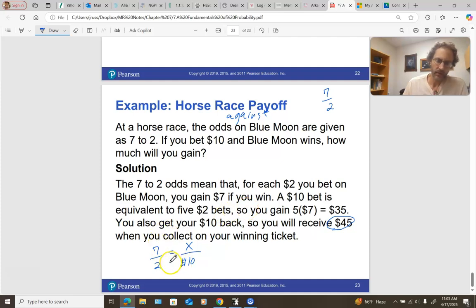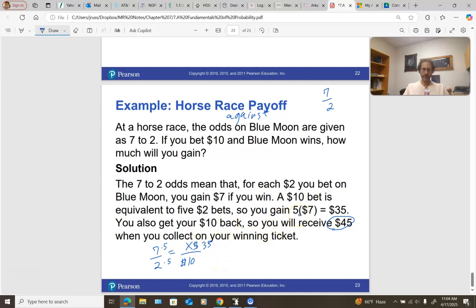There's a couple ways you can go about figuring this out. You could say, well, what would I need to multiply 2 by to get to 10? Well, if I multiply it by 5, that'll take me to 10. And so to keep this fraction equivalent, I multiply the numerator by 5, and 7 times 5 is 35, okay? And so that'll tell me what my winnings are going to be. And that's the way I would do this, guys.